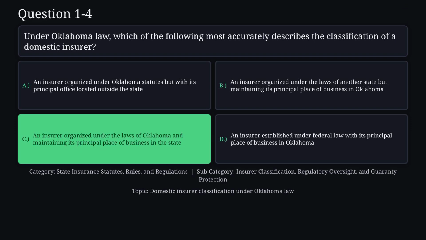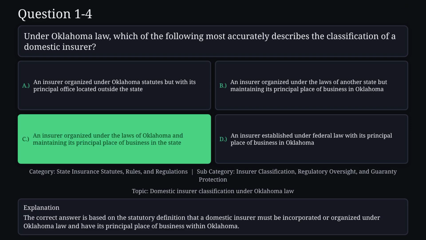The correct answer is C. The correct answer is based on the statutory definition that a domestic insurer must be incorporated or organized under Oklahoma law and have its principal place of business within Oklahoma.